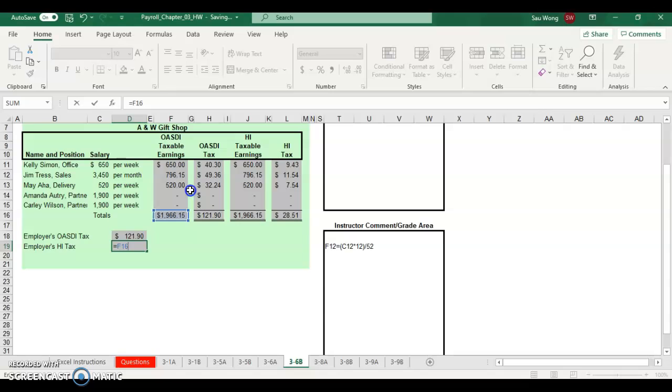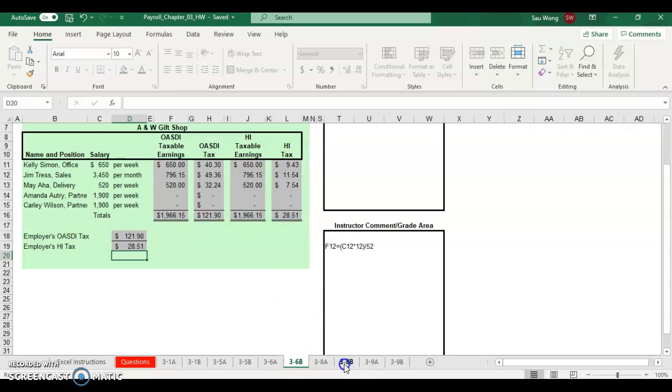H16 times J16 times 0.0145. Okay, so our employer OASDI tax is $121.90, and employer HI Medicare tax is $28.51, same as the employees too.